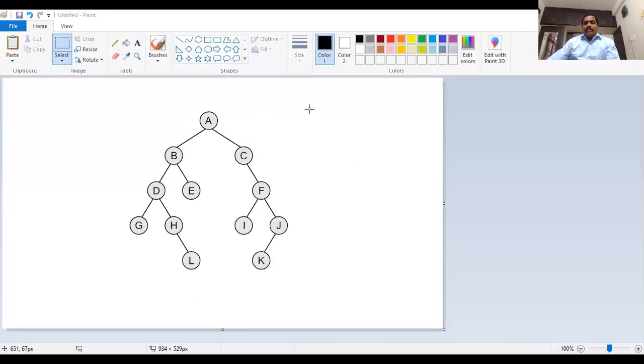In in-order traversal, what we have to do? First left node, then root node, then right node. This is the order. For the left side, first we have to go to the leftmost node. What is the leftmost node? G is the leftmost node. So left is over. First we are visiting G, because it is the leftmost node. Then G has one parent, D. Now we are visiting root node D. This is the root of the G node, because we started from G.